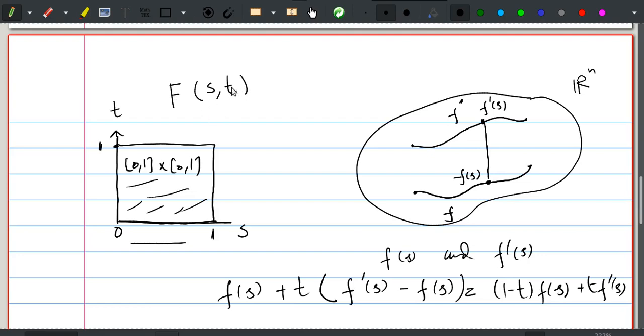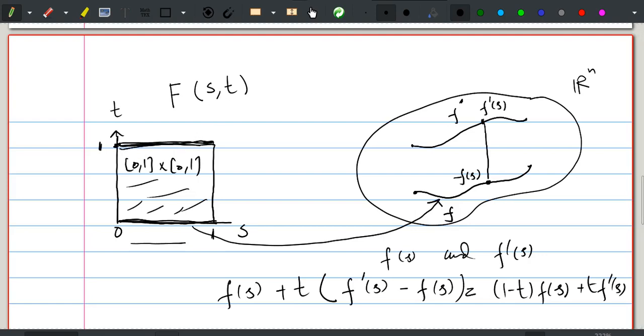Now when we take t to be 0, that means when t is 0 and s is free to vary over this interval, this interval is mapped to this map over here. And when we fix t to be equal to 1 and allow s to vary, we get this interval. This interval is mapped to this map over here, f prime.